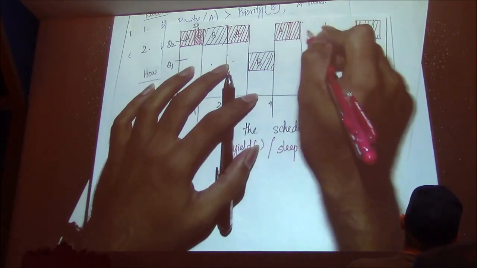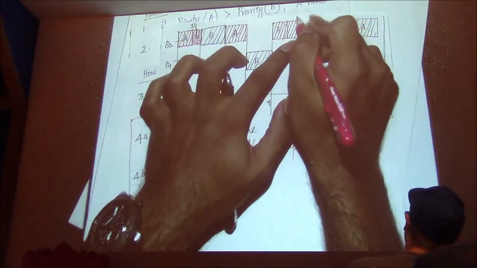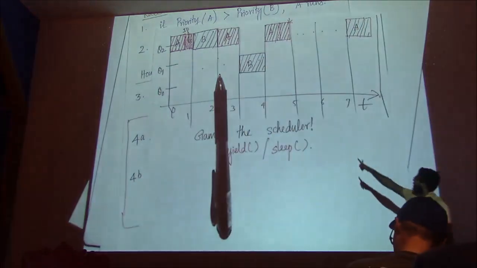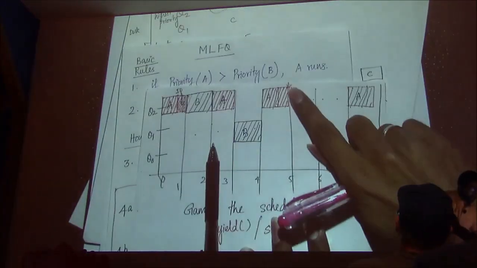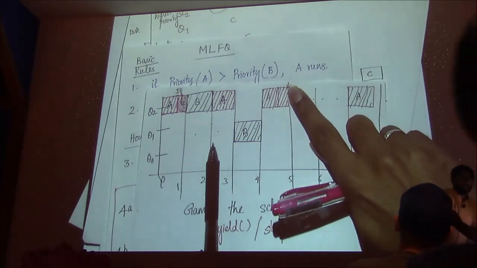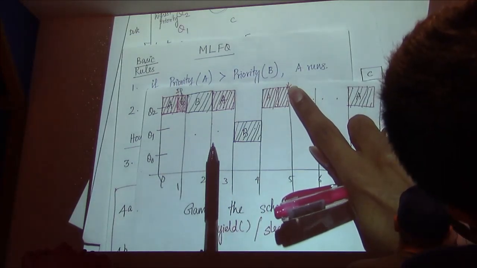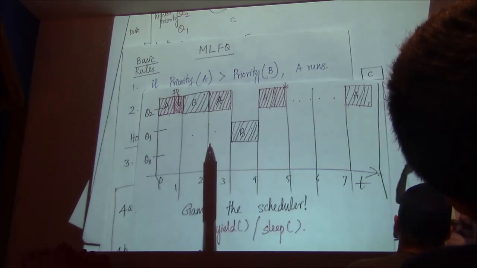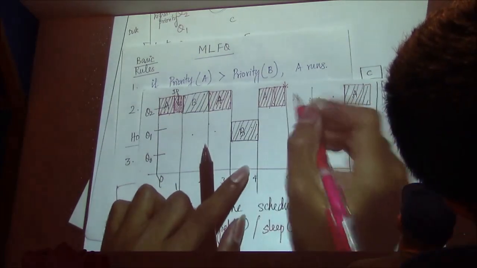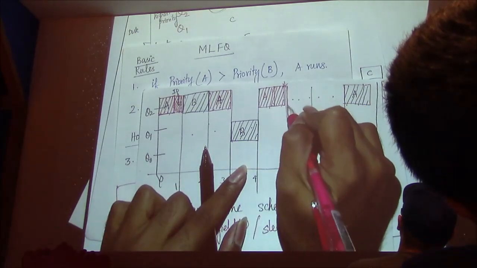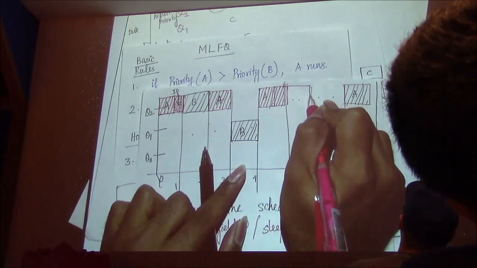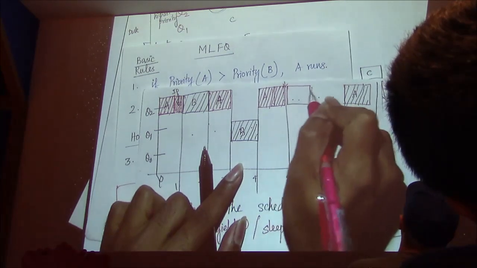After this, even though it yields here, now the scheduler needs to make a decision between A and B. Since based on the first rule A has higher priority than B, obviously it's going to schedule A again here, and it's going to just again yield the CPU just before the time slice is up.